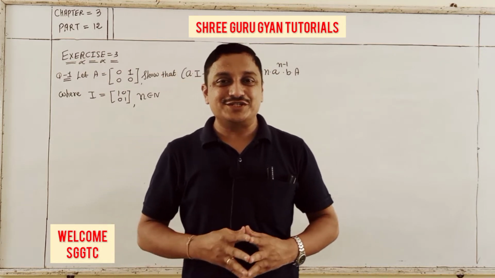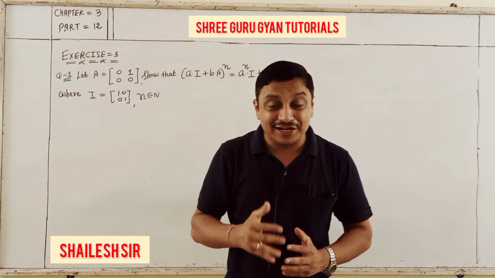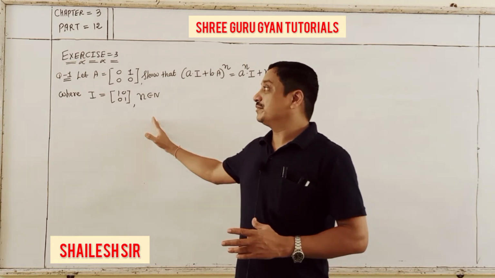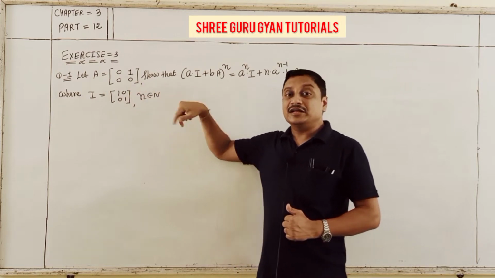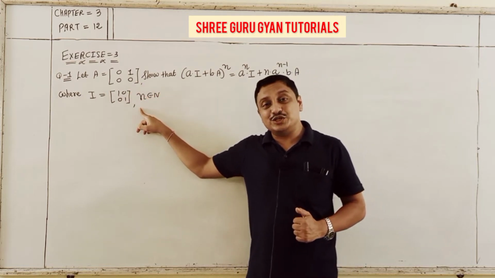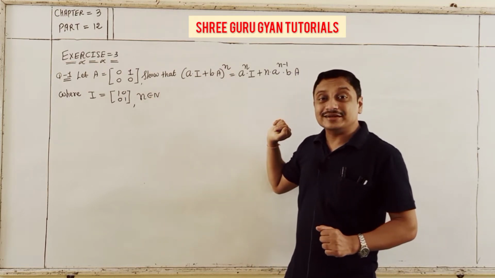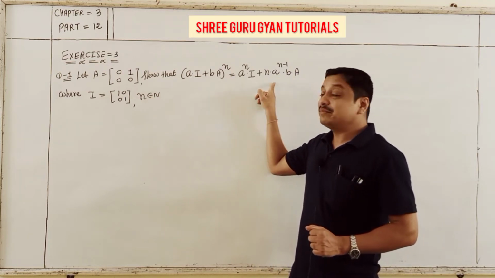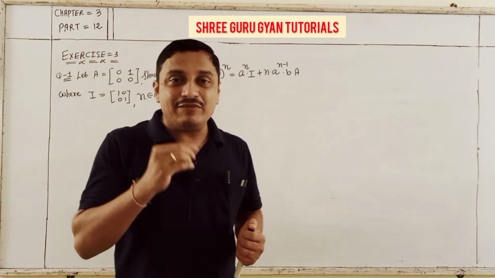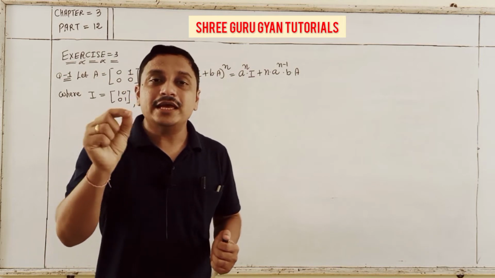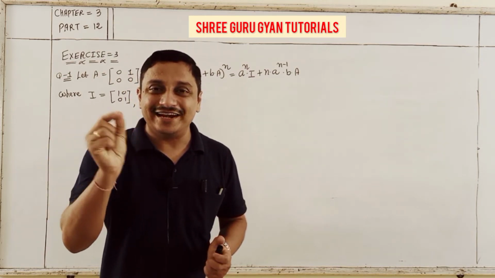In matrices, students, today I explain exercise 3, PMI-related questions. In the first one, let A = [[0,0],[1,0]] and I is the identity [[1,0],[0,1]]. Then show that (aI + bA)^n = a^n I + n a^(n-1) bA. This numerical I will show by the PMI, which means by the method of principle of mathematical induction.